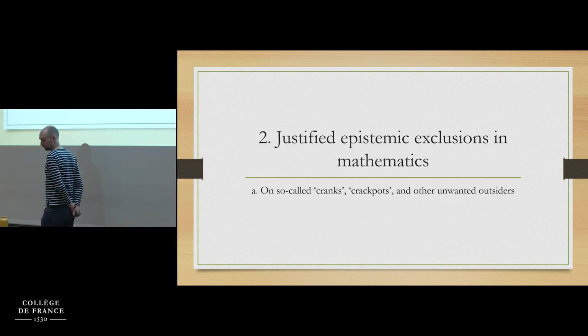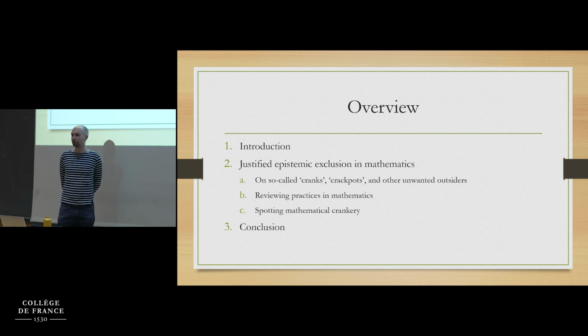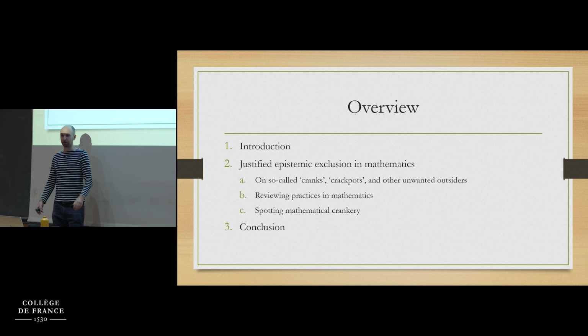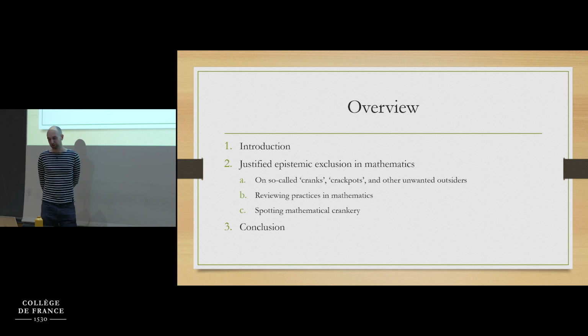So here's the overview. I've already blasted through the introduction, so now you have an idea of what I mean by epistemic exclusions: excluding, an infringement on the ability of somebody to participate in relevant epistemic activities. And now I want to say a little bit more about justified epistemic exclusions.